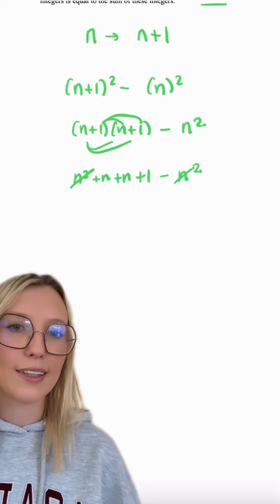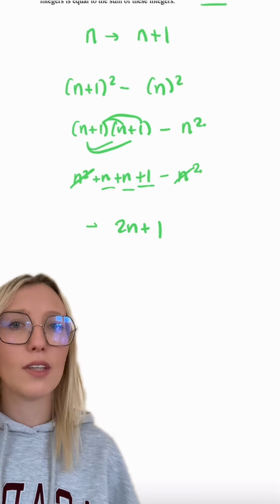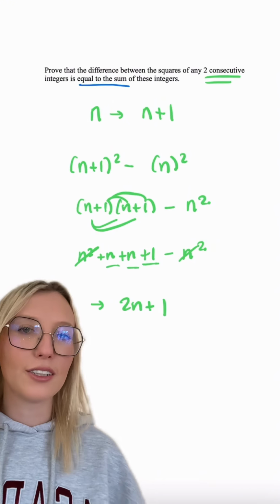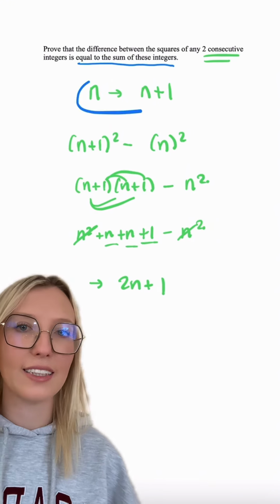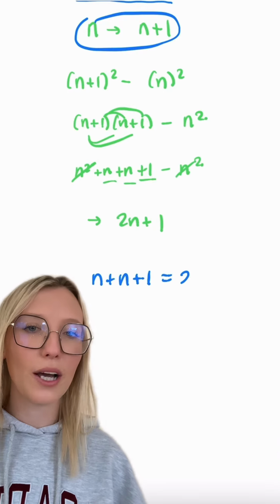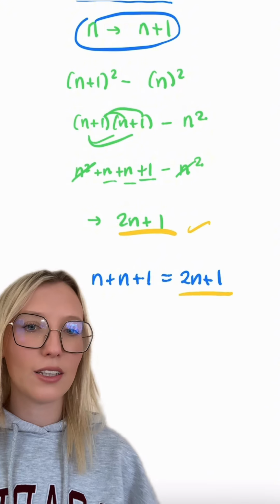The two n squareds will cancel. We're left with n plus n, which is 2n, plus 1. Now we want to prove that this is equal to the sum of these integers. So let's just go ahead and add these together: n plus n plus 1. And that's going to leave us with 2n plus 1, which is the same as the difference between the squares. So this is proved.